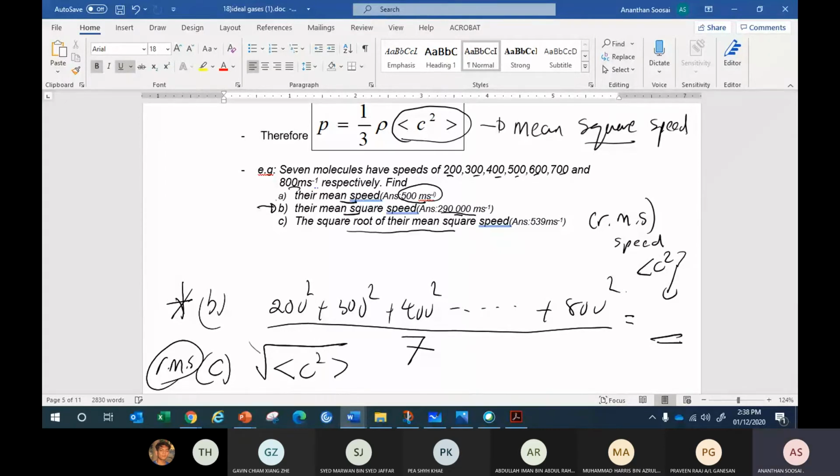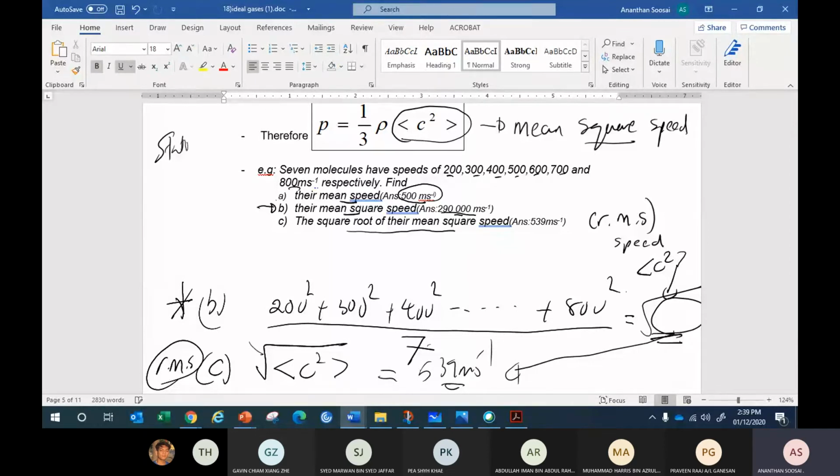This is root mean square speed. Whatever value you got here, root it. Root, that's your answer here. So you get 539 meter per second. Okay, root mean square speed in statistics.